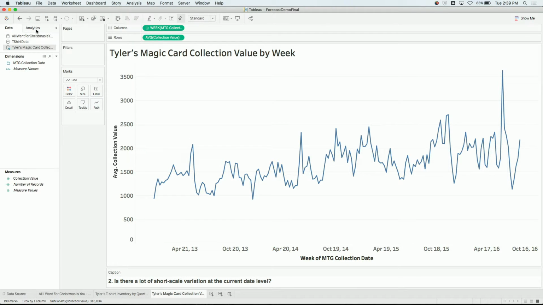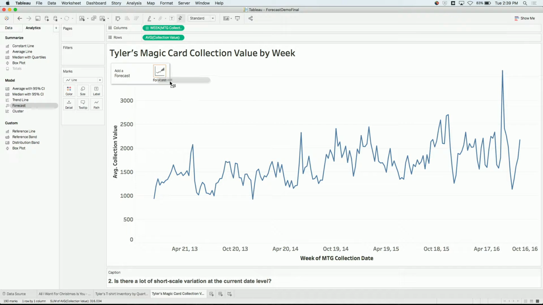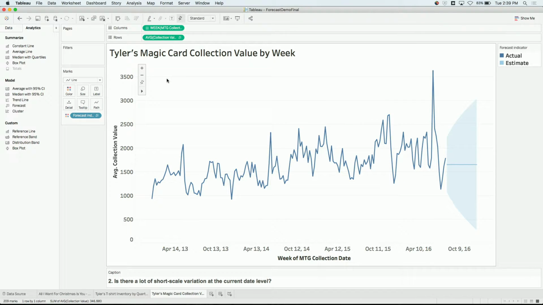Okay, well, working at Tableau, she of course took my data and forecasted it. And unfortunately, it looks like the value of my collection will remain constant for the foreseeable future. Is this a forecast that you would expect for this data? No, me neither. I mean, I do like my magic cards after all.